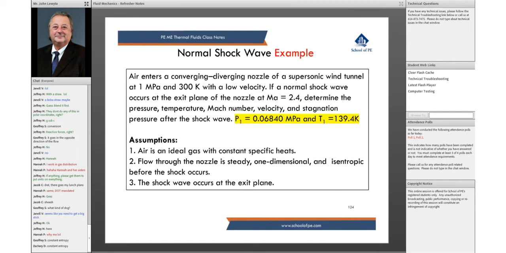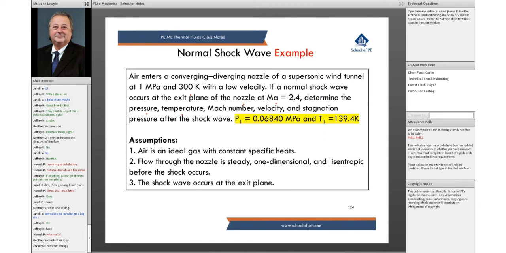Air enters a converging-diverging nozzle. This is where you'll see this, on nozzles, flowing and things like that. You're not going to be doing airplanes, but that's a good analogy. A converging-diverging nozzle over a supersonic wind tunnel. Pressure is 1 megapascal, 300 degrees Kelvin, with a low velocity. If the normal shock wave occurs at the exit plane of the nozzle at a Mach number of 2.4, determine the pressure, the temperature, Mach number, velocity, and stagnation pressure after the shock wave.